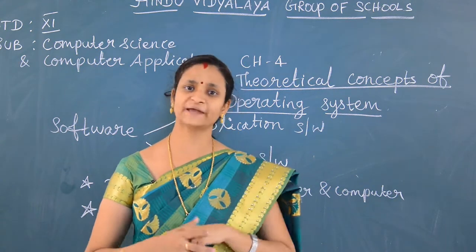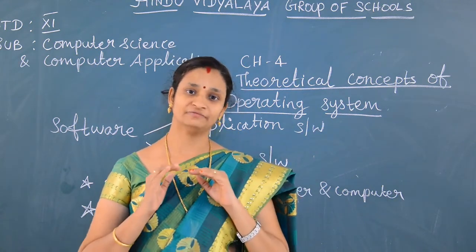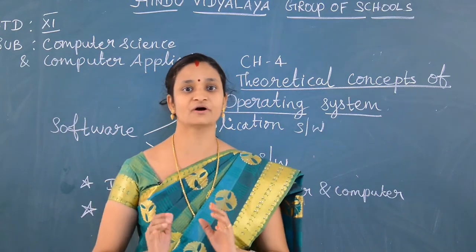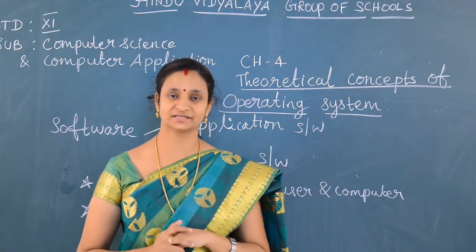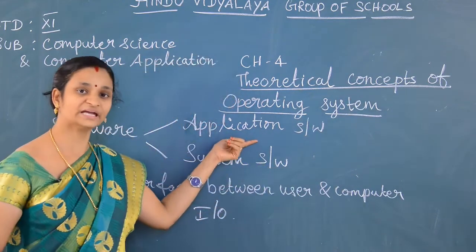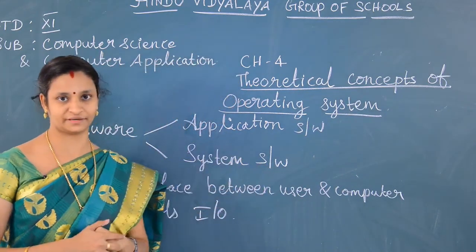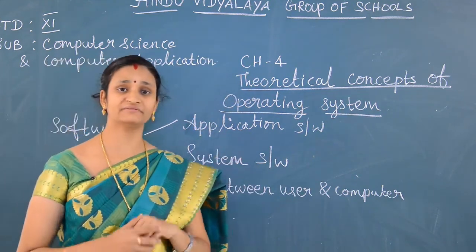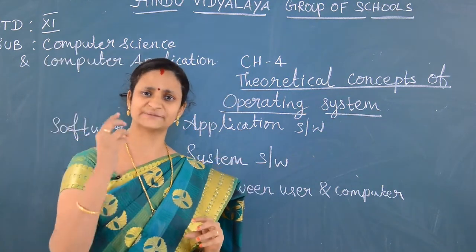We have two types of software. We are going to discuss software fully in our video class. The two types are known as application software and system software. Application software helps us perform a specific task.